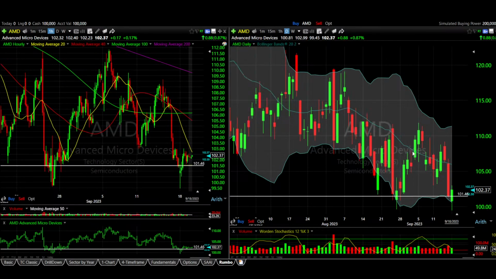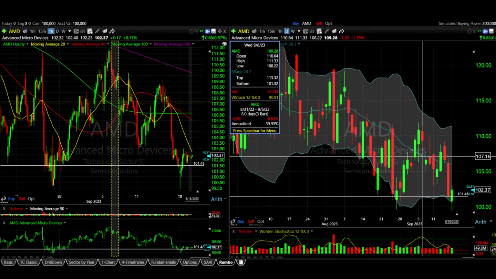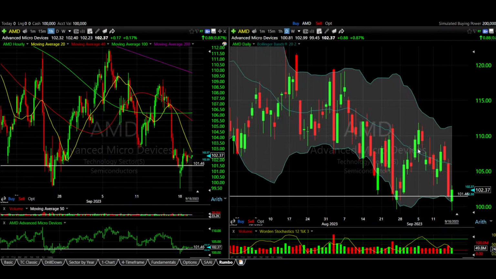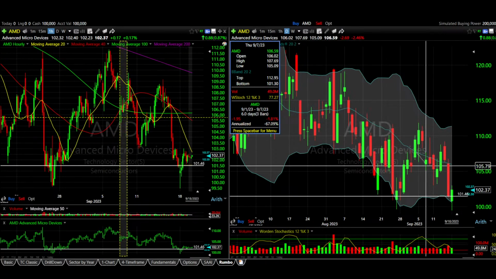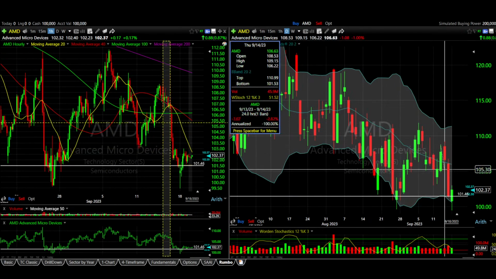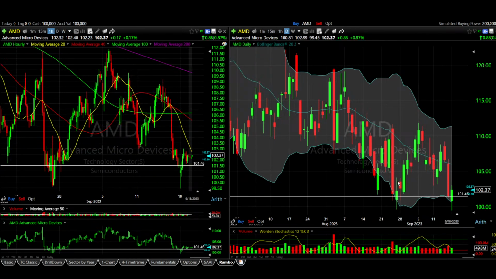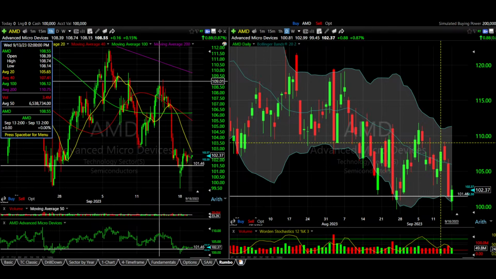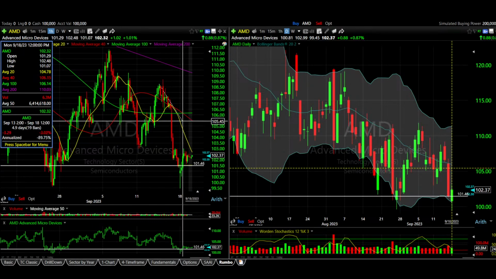Boom. And then it breaks. These are called fake breaks. As you can see, it sort of breaks the middle line, and then it just goes back down, back down, back down. In this case, with AMD, this just means the stock is having some problems with going up.